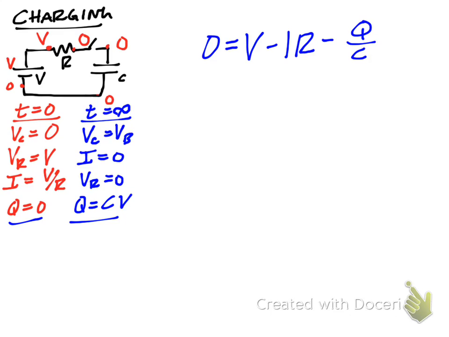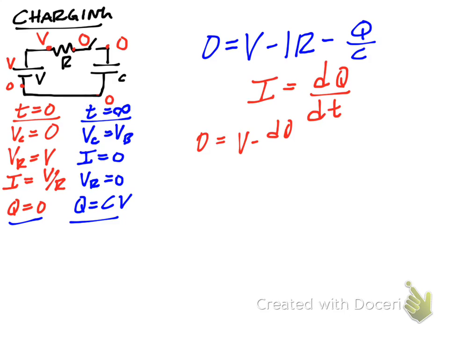And we're going to use the relationship, because we're charging, I is equal to the increase in my charge over time. We're going to take that relationship, plug it in, and say 0 is equal to V minus dQ over dt times R minus Q over C.